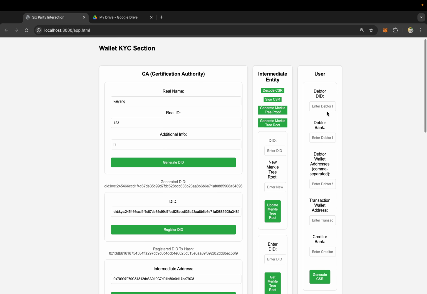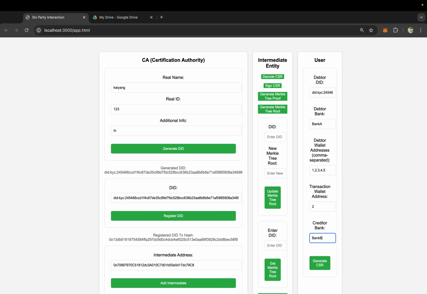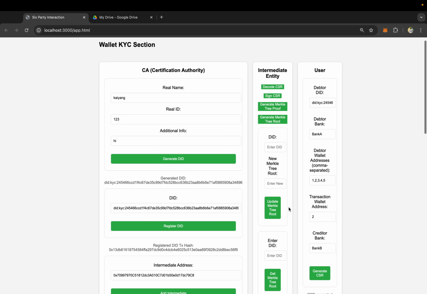Okay, success. Coming to the user side, users want to start a transaction. They need to generate a CSR, which is a certificate signing request, and we use his DID, and the debitor bank is bank A, with the debitor wallet address. Assuming we have 5 wallet addresses, each time we will use address 2 to do the transaction. Creditor bank B generates a CSR.